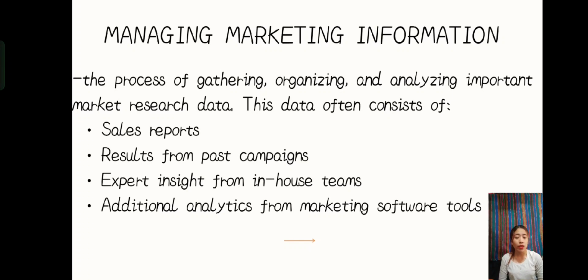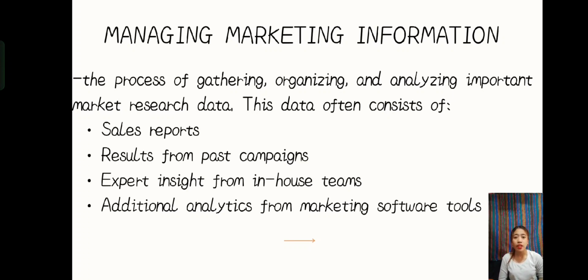First is identify information needs. The first step in managing marketing information is to identify the specific information needs of the organization. This involves determining what information is required to support decision making at different levels of the organization. Second is gather the data. Once the information needs are identified, the next step is to gather the data from various internal and external sources. This may include customer data, market research data, sales data, competitor data, and other relevant sources.